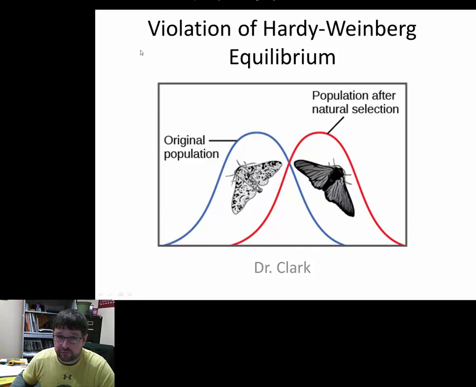But remember, in all these cases, we're talking about violating Hardy-Weinberg equilibrium. A violation of Hardy-Weinberg equilibrium means that the allele frequency in the population is changing, and therefore evolution is occurring.